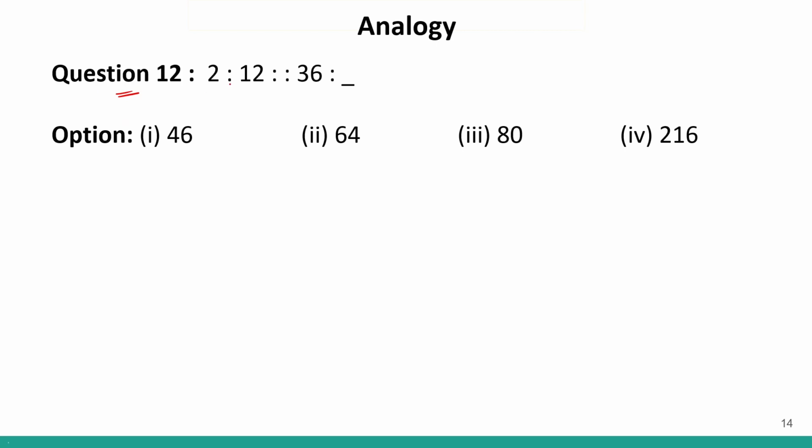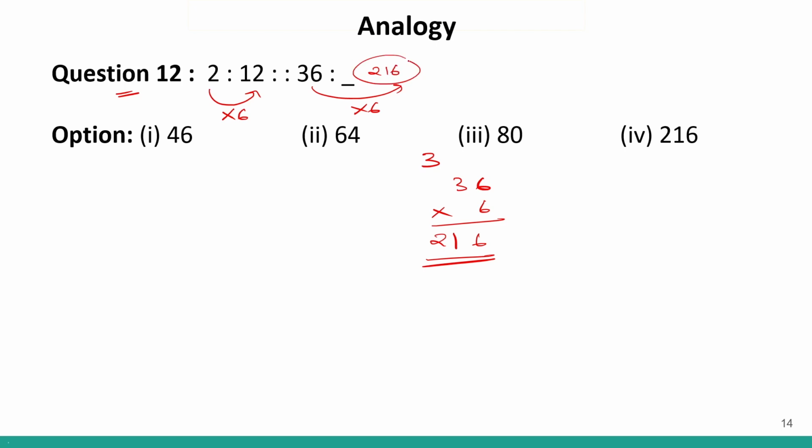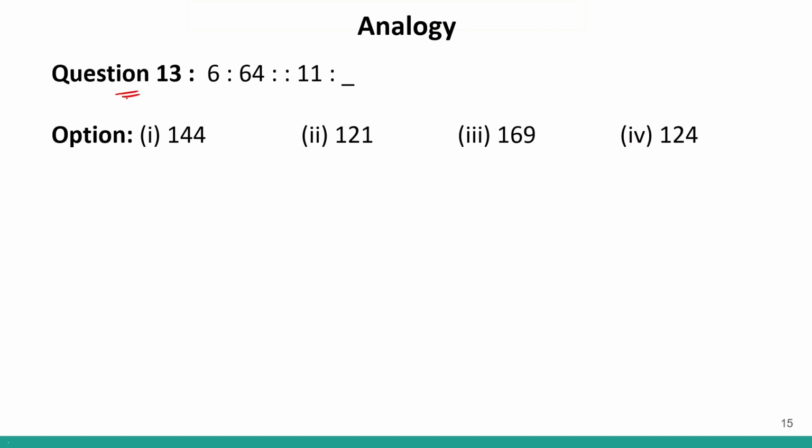Now, moving on to question number 12. Relationship between 2 and 12, and 36, and we have to find the missing term. So simply, 2 into 6 gives me 12. So what will 36 into 6 give me? 6 into 6, 36. 3 will be carried. 6 into 3, 18. 18 plus 3, how much? 21. So we will get 216 as the answer. This is given in option number 4. So option number 4 will be the correct answer to this question.